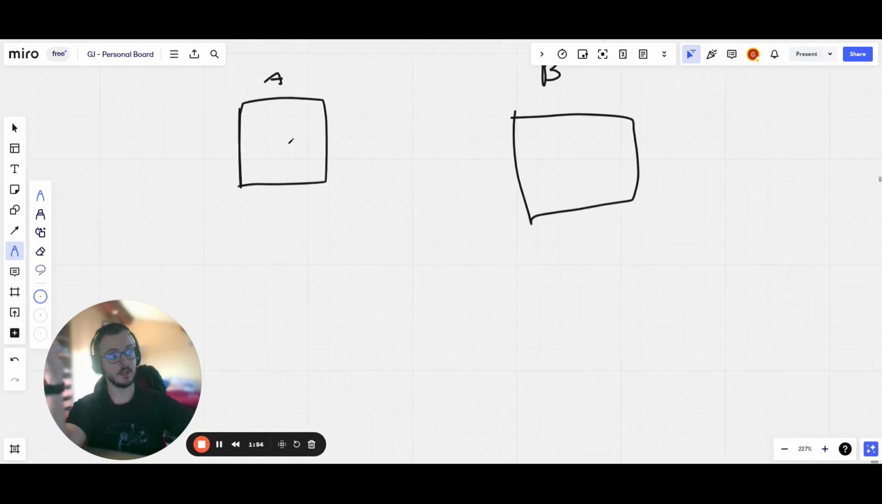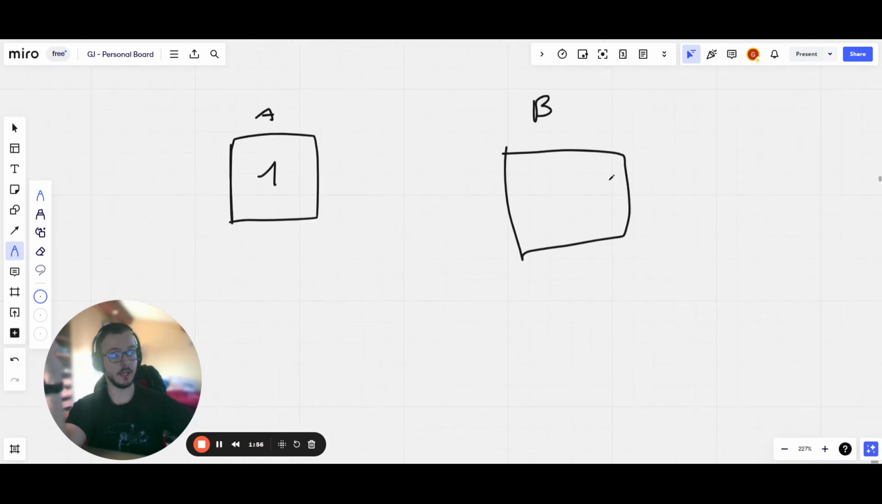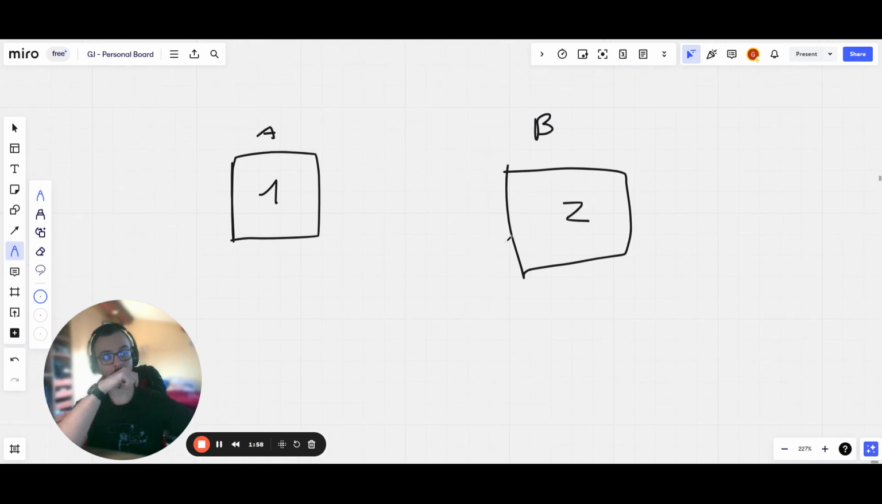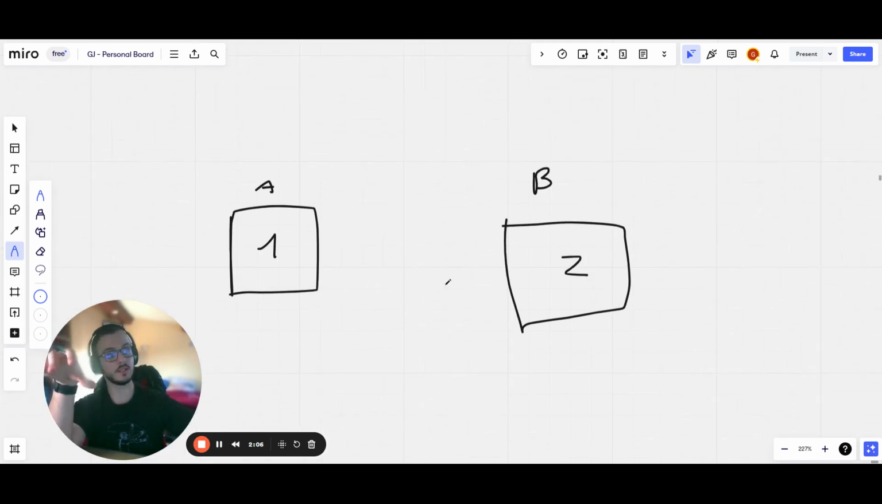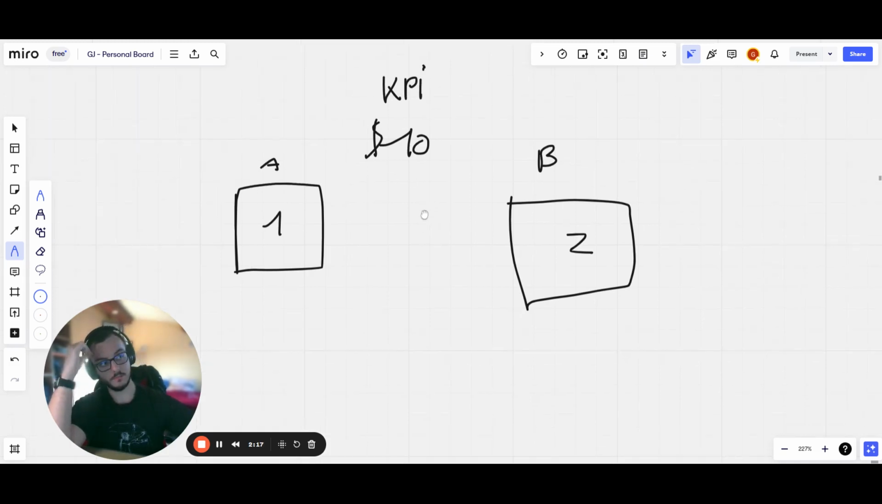But anyway, let's say you have ad A and ad B. All right, ad number one, ad number two, whatever. So you've got those two ads, and the goal is to attain a cost per lead of $10, to make it simple. That's your goal, that's your KPI, key performance indicator, meaning you want to hit a $10 cost per lead.